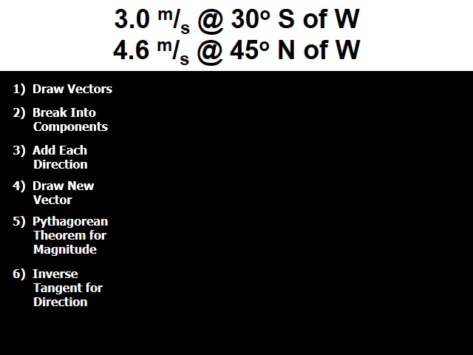The next one, we have velocity vectors because they're measured in meters per second, so 3.0 meters per second at 30 degrees south of west, and then 4.6 meters per second at 45 degrees north of west.